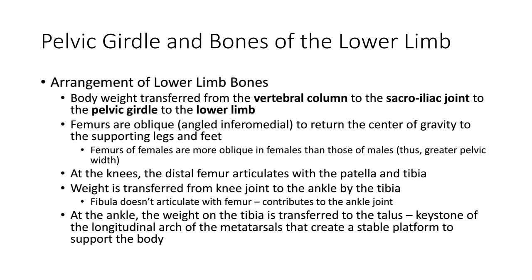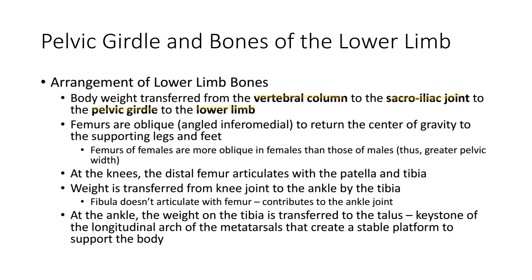Let's just talk a little bit about the arrangement of the lower limb bones. First of all, your body weight is transferred from that vertebral column to the sacroiliac joint, which is between the sacrum and the ilium of the pelvis. And then it's transferred to the pelvic girdle, and then will be transferred to the limb.